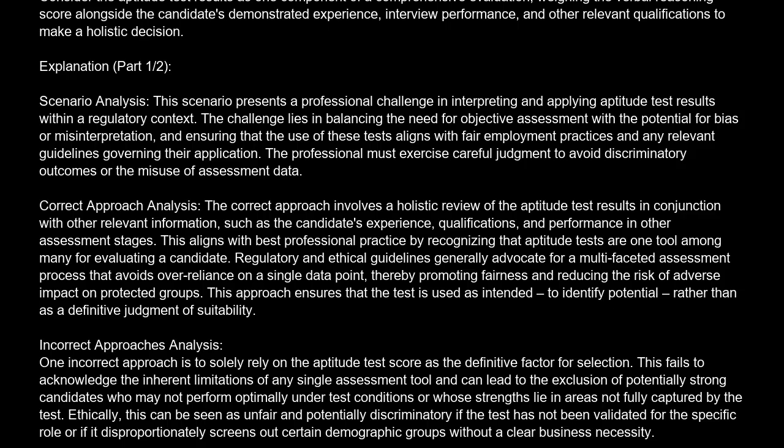Another incorrect approach is to disregard the aptitude test results entirely, even if they indicate a significant deficiency in a critical skill area relevant to the role.